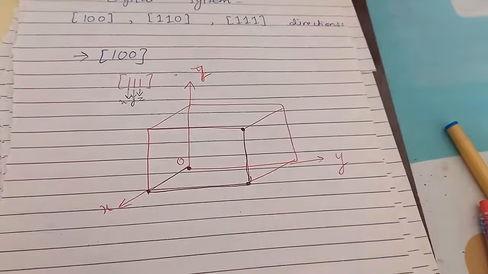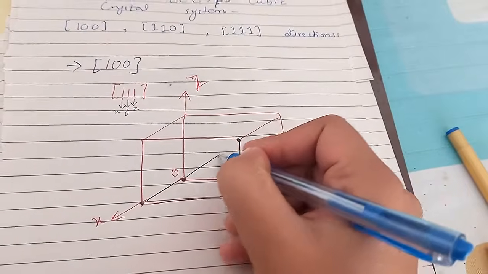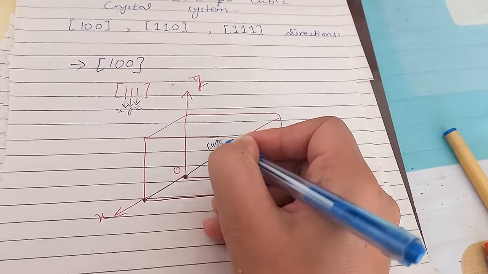From initial to final, we will draw a straight vector, which will be the line of interest for us. Okay, this is the 111 direction.